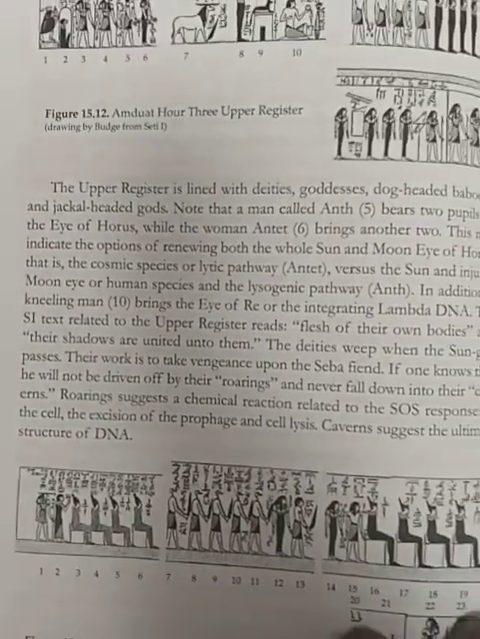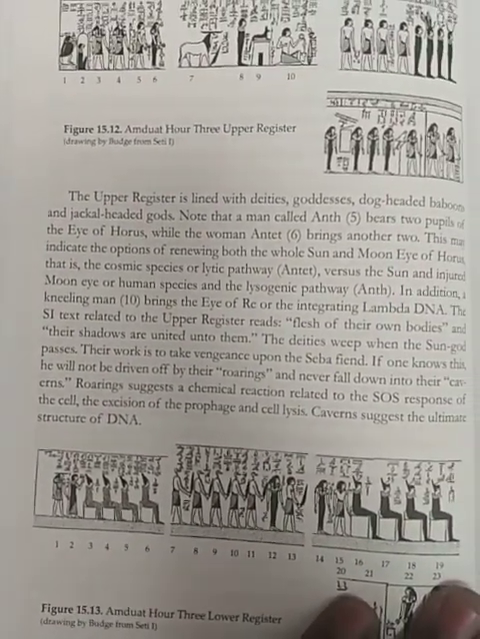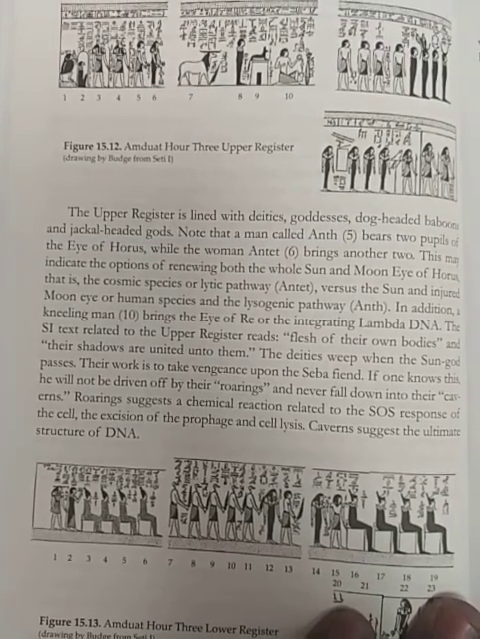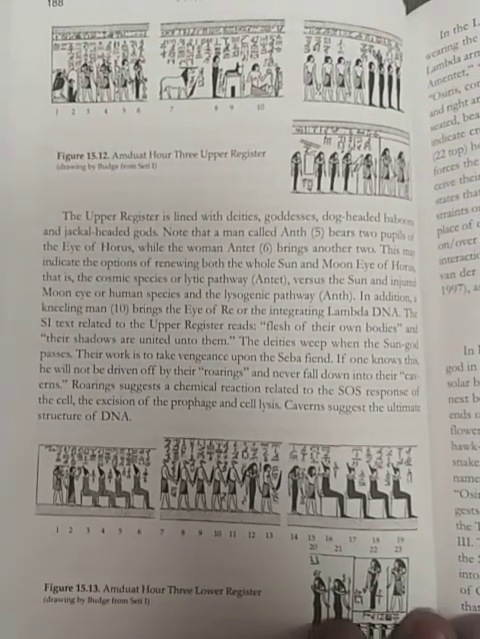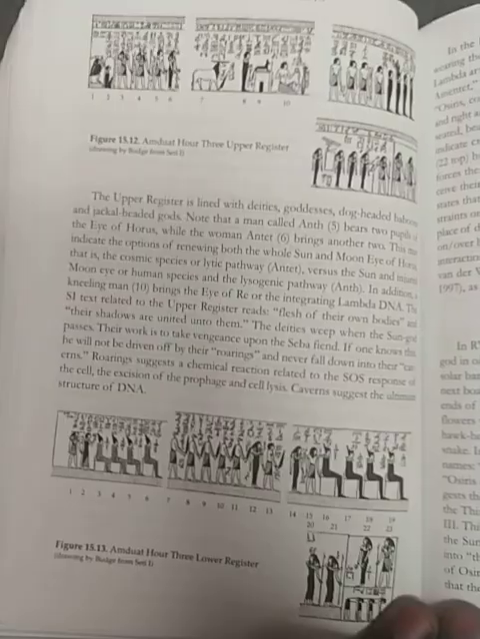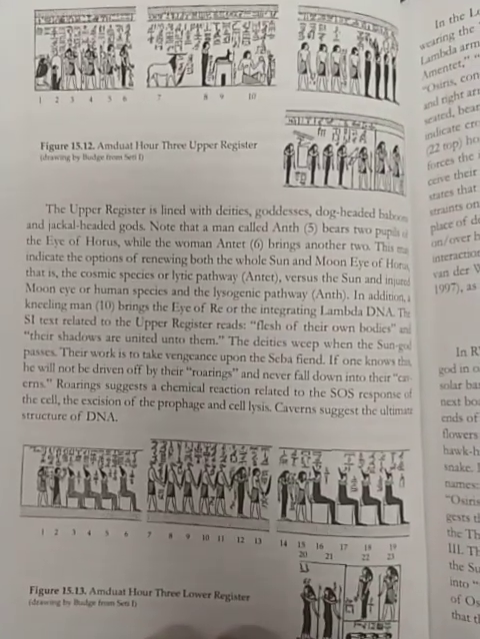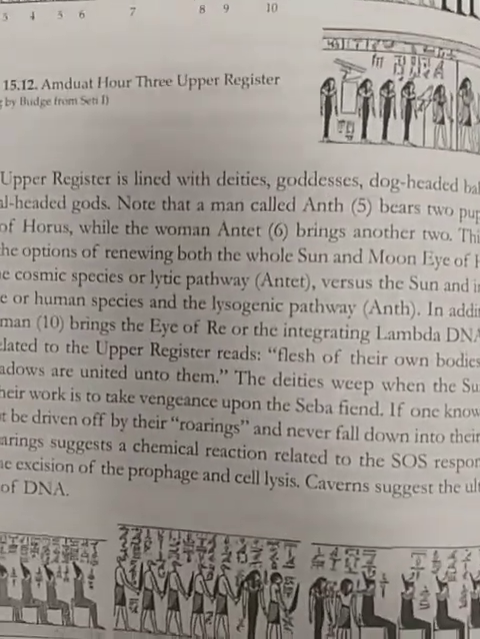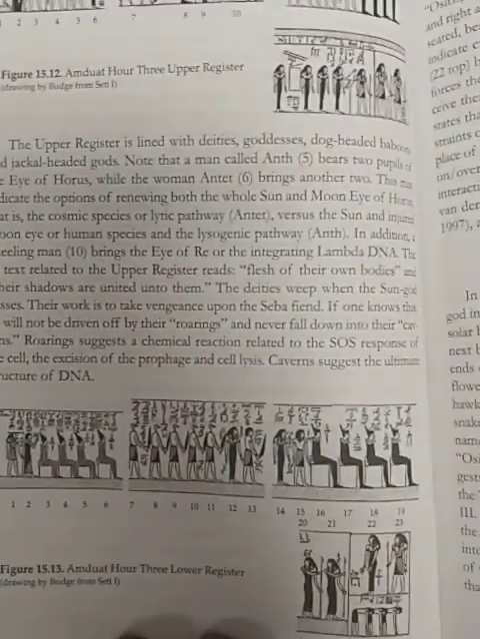Alright, and let's get a picture of hour 3, the upper register, and hour 3, lower register. And I should have been calling the numbers out when we were saying those names, so you can go over it better, but get the book. The upper register is lined with deities, goddesses, dog-headed baboons, and jackal-headed gods.